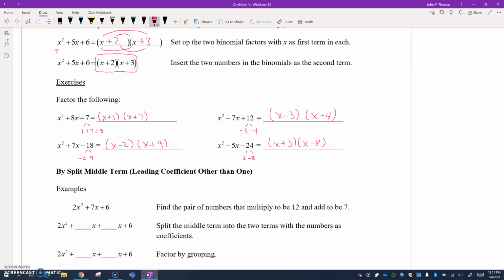That really is a quick review of factoring when the leading coefficient is 1. It makes for a really quick, easy way to factor, and later it'll be a quick, easy way to solve quadratics.